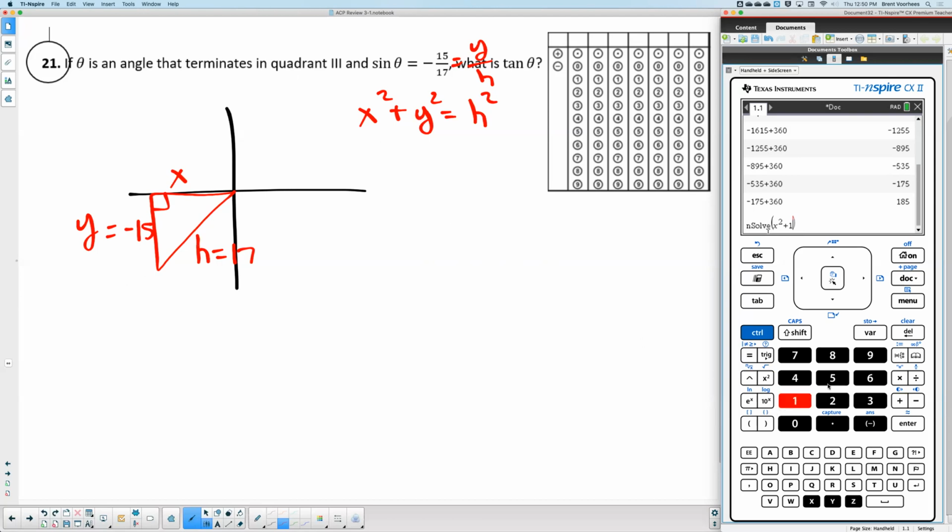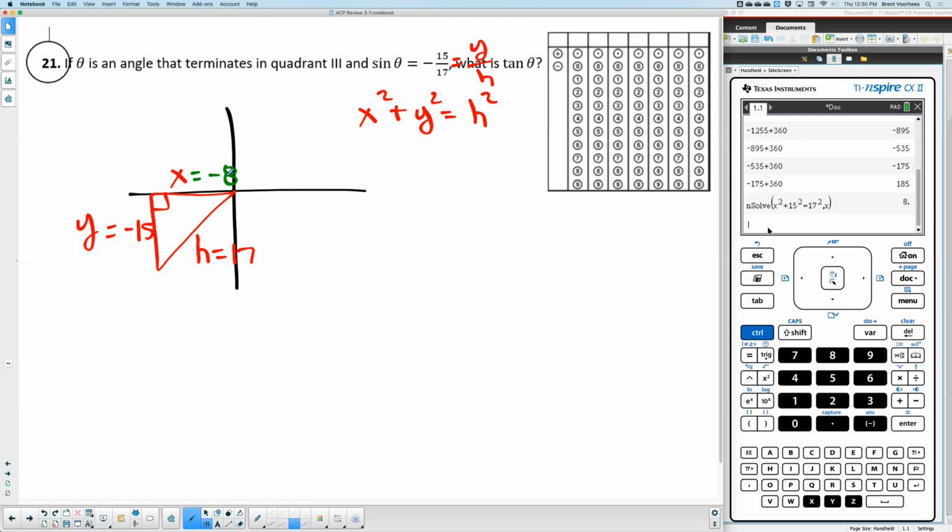So for y, I'm just going to put 15 squared to avoid mathematically getting the wrong answer. And then h is 17 squared, comma, x. Press enter. I'm getting 8. Did you get 8? Yeah. Now let's look at the graph. Should it be positive 8 or negative 8? Negative. So even if I put the negative 15 for y, it would not have told me negative 8. So you have to get that from the graph.